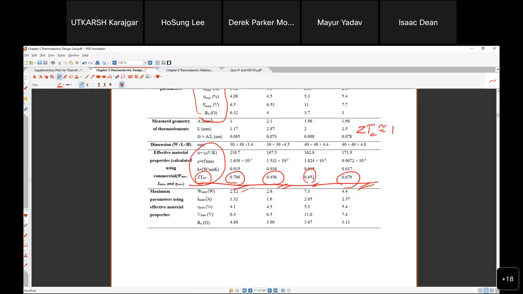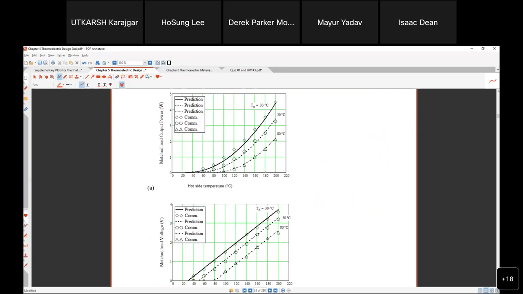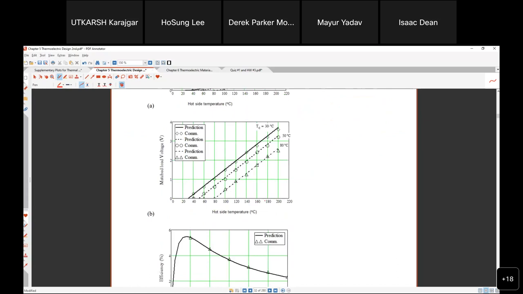Now, you compare the experiment on the commercial product with the ideal. This is the ideal equation with the effective material property. Do you understand? So it works. It works. We can predict whatever. Interesting.